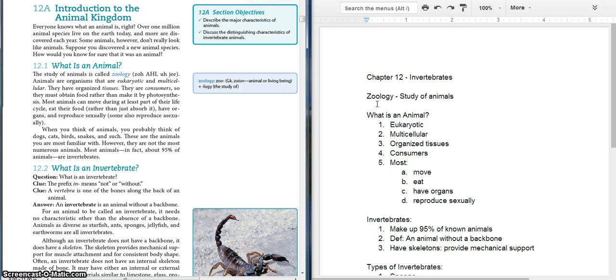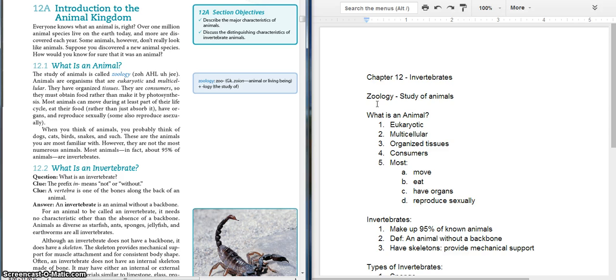Now, most animals are able to move. Most animals eat something. They don't just absorb things. Most animals have organs, and most animals reproduce sexually, although some animals can reproduce asexually. But we'll get to those as we look at worms.